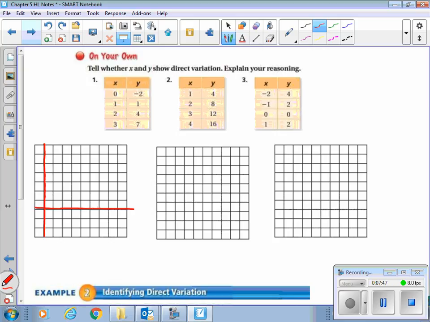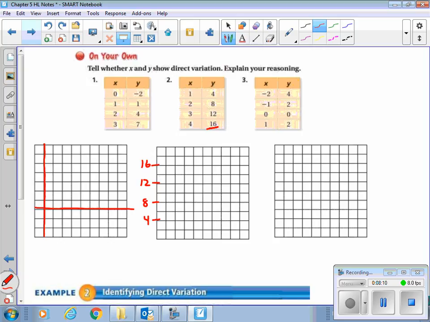So you're probably going to want to count by 2's on your y-axis. So 2, this would be a 4, 6, this would be an 8, 10, 12, 14, 16. You're labeling those axes counting by 2's so that we can fit this 16 there. And x is only going up to 4, so you can count by 1's on your x-axis.